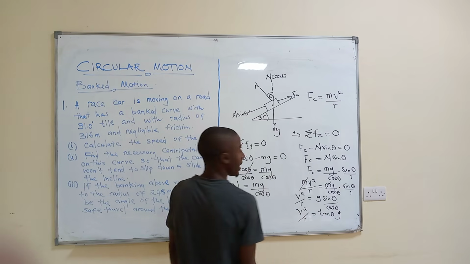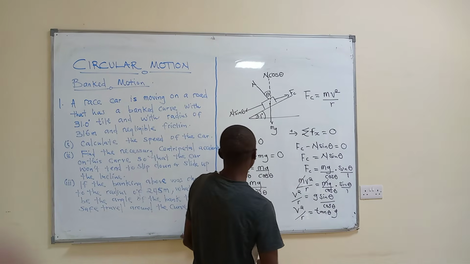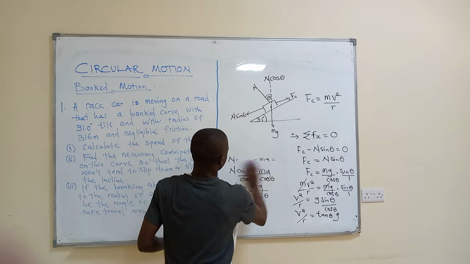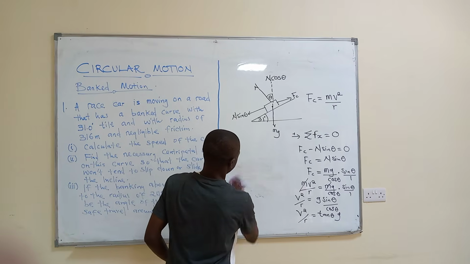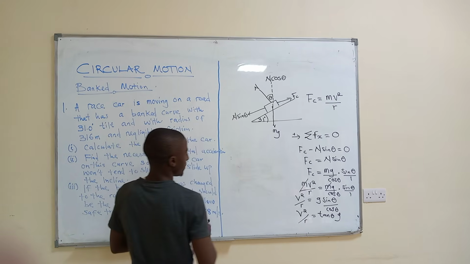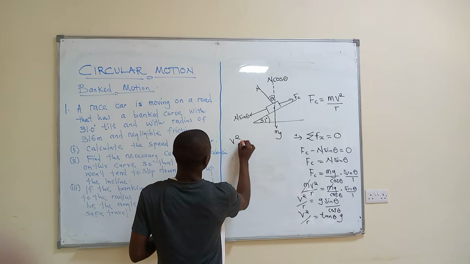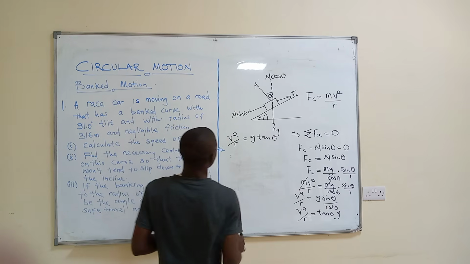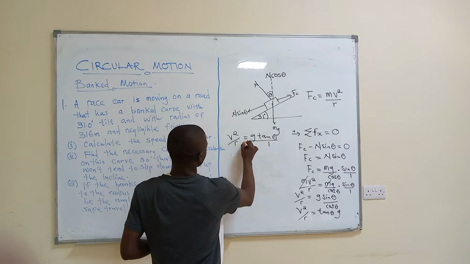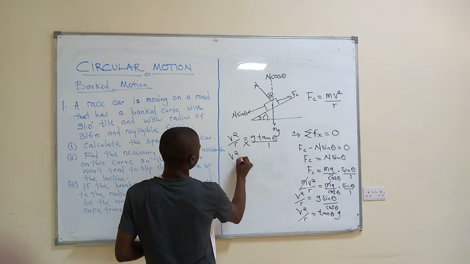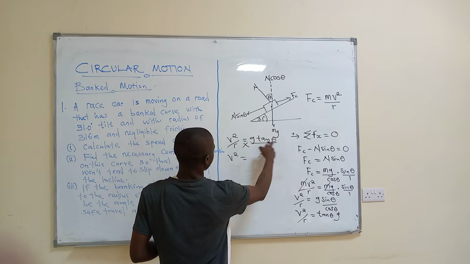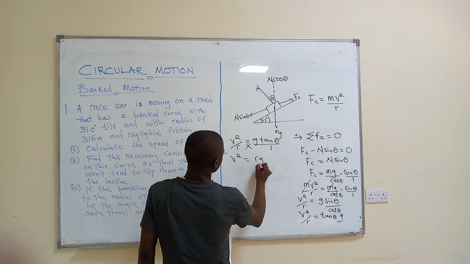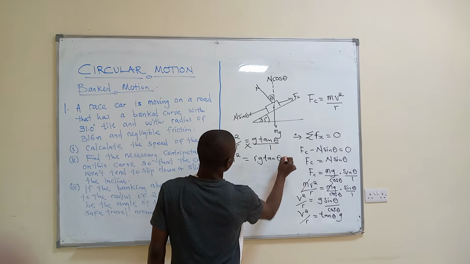Now making v the subject of the formula, v squared over r is equal to g tan theta. So over 1, you cross multiply, that is v squared is equal to r times everything there, r times the numerator, that is v squared equals rg tan theta.